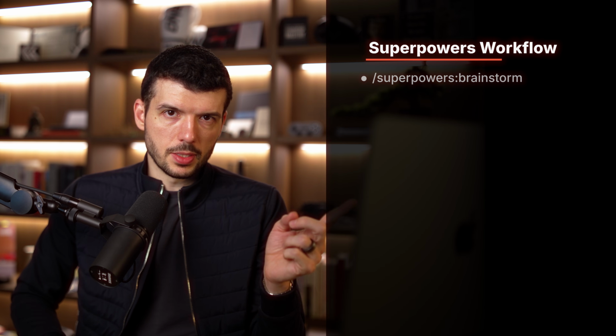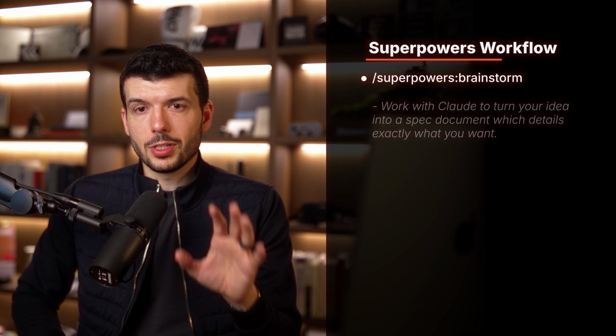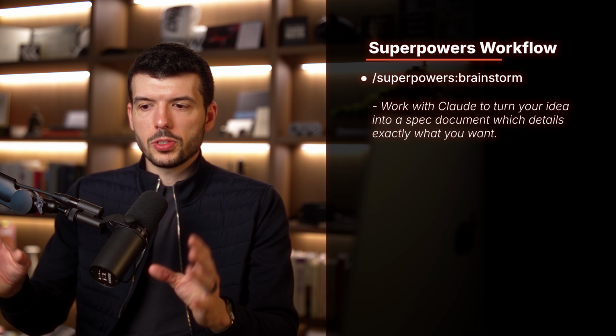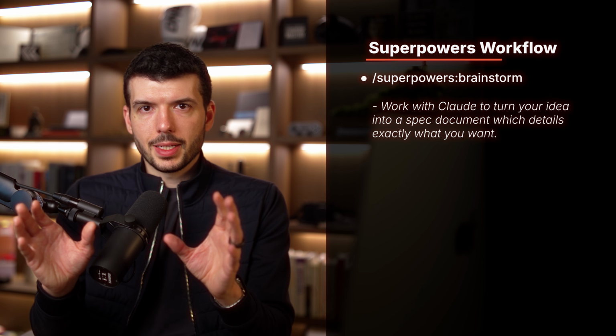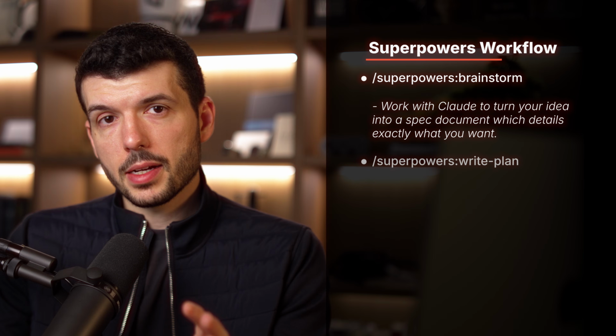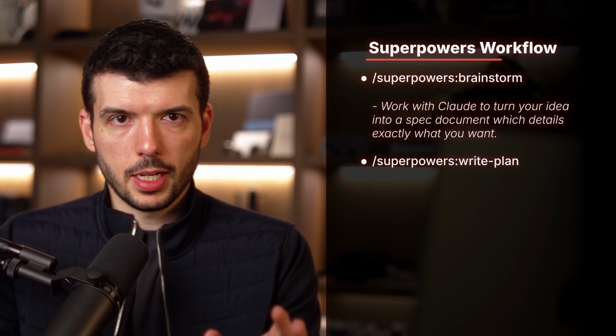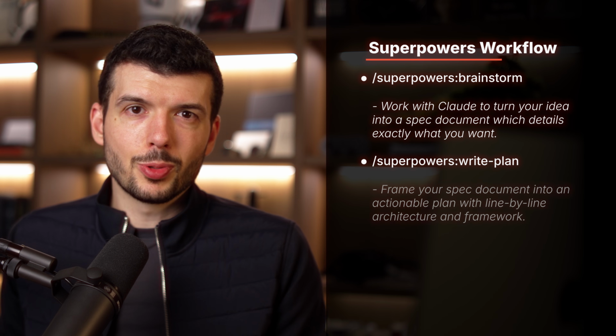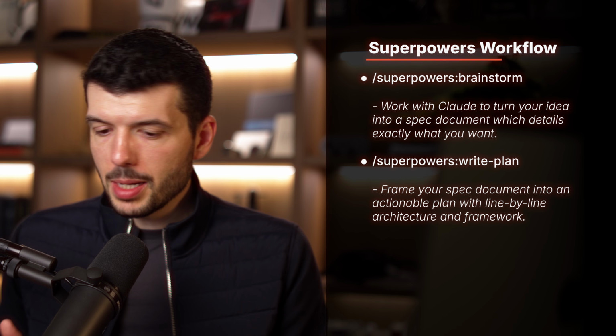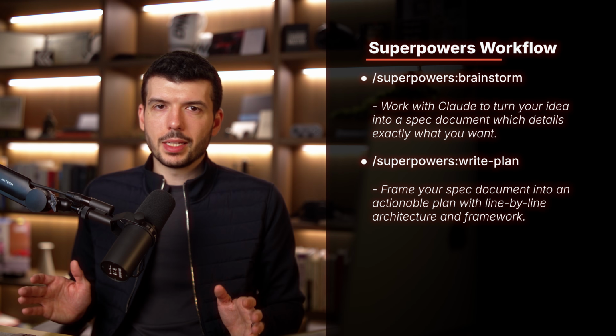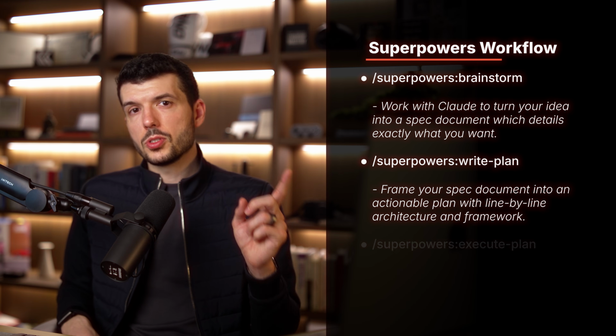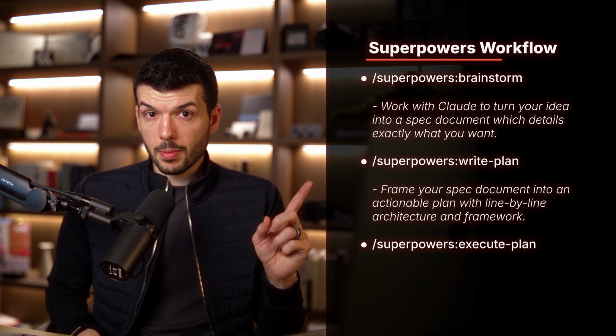So now with these superpowers, you have a new 3-step workflow. First, Superpowers brainstorm. This is how you're going to build any feature that you want. It's going to ask you clarifying questions, explore different approaches, and ultimately turn your idea into a spec document. Once you have the spec document, you're going to use Superpowers write plan. This will take your spec and turn it into a real implementation plan with line-by-line code changes and all the little details that make things production ready. And then Superpowers execute plan. This is where the magic happens.